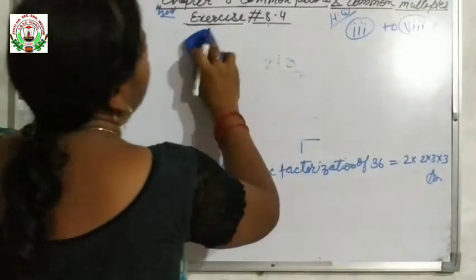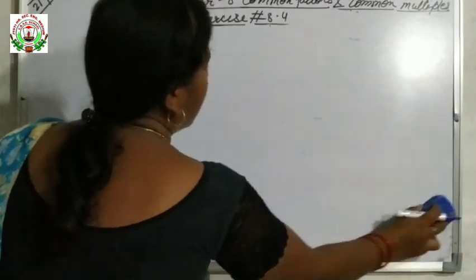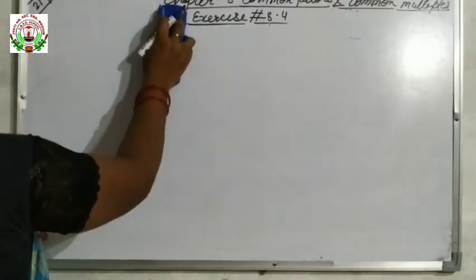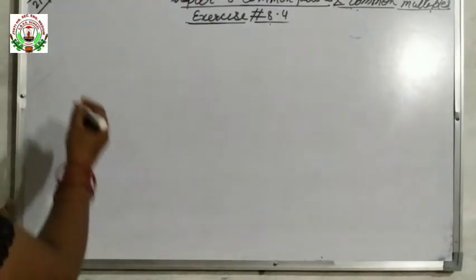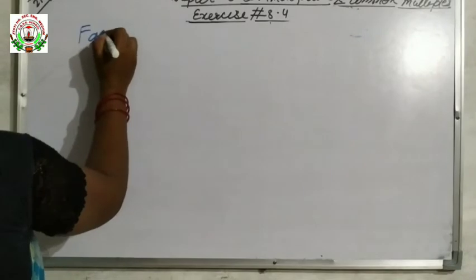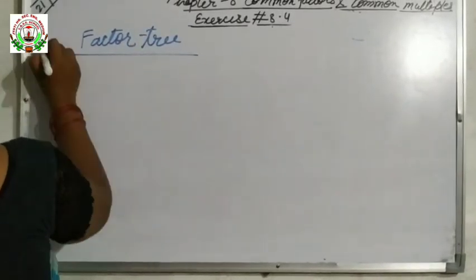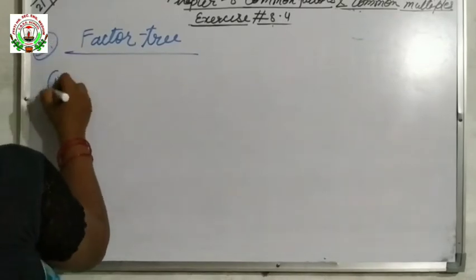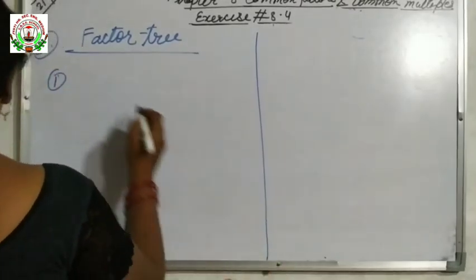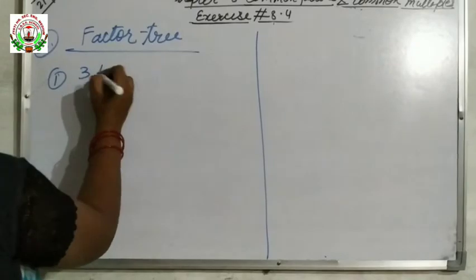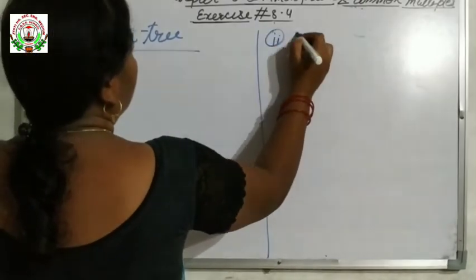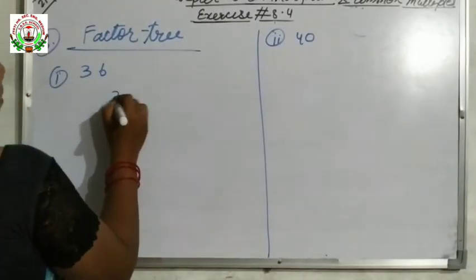Prime factorization, 2 questions we will solve. That is the factor tree method. It is your question number 3. 2 questions we will solve. Number 1 is 36 and number 2 is 40. Here 36.